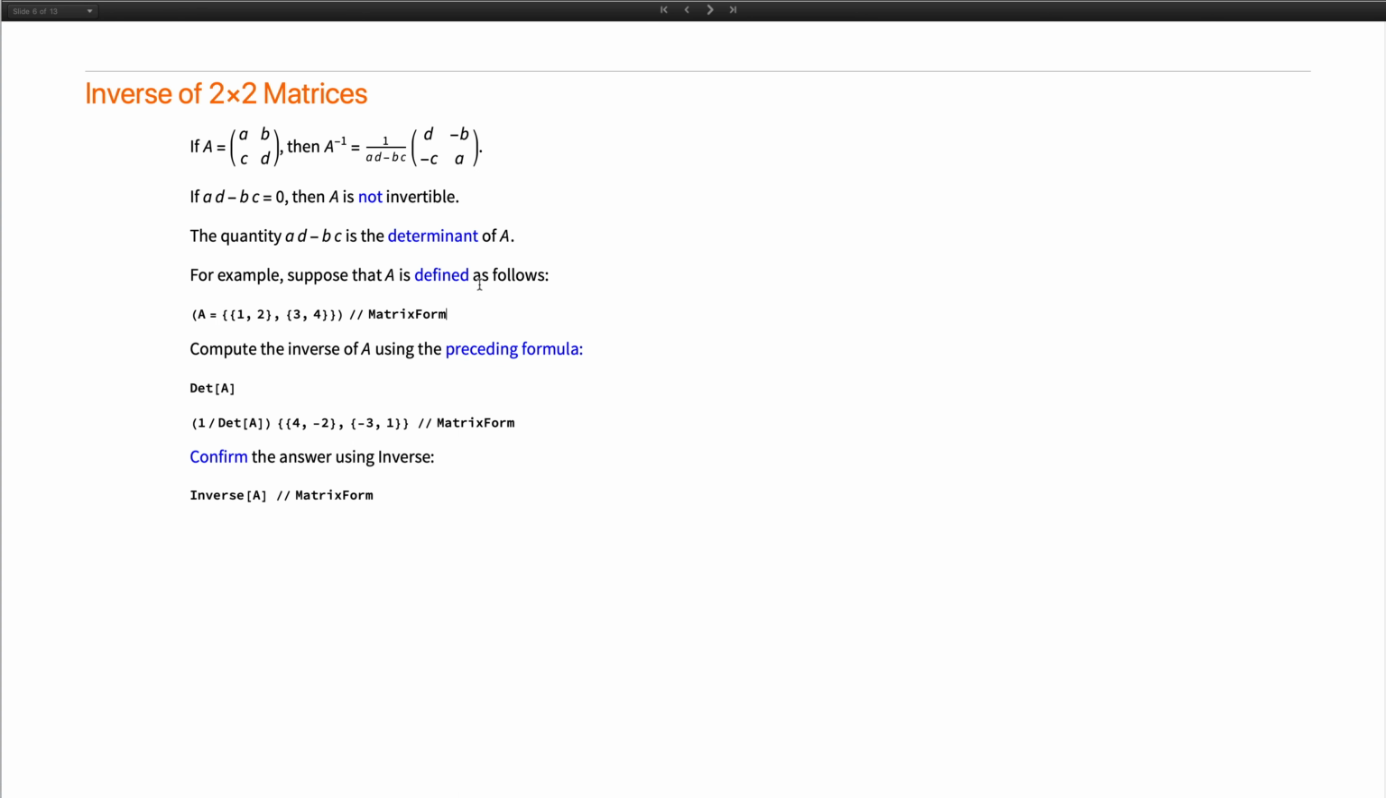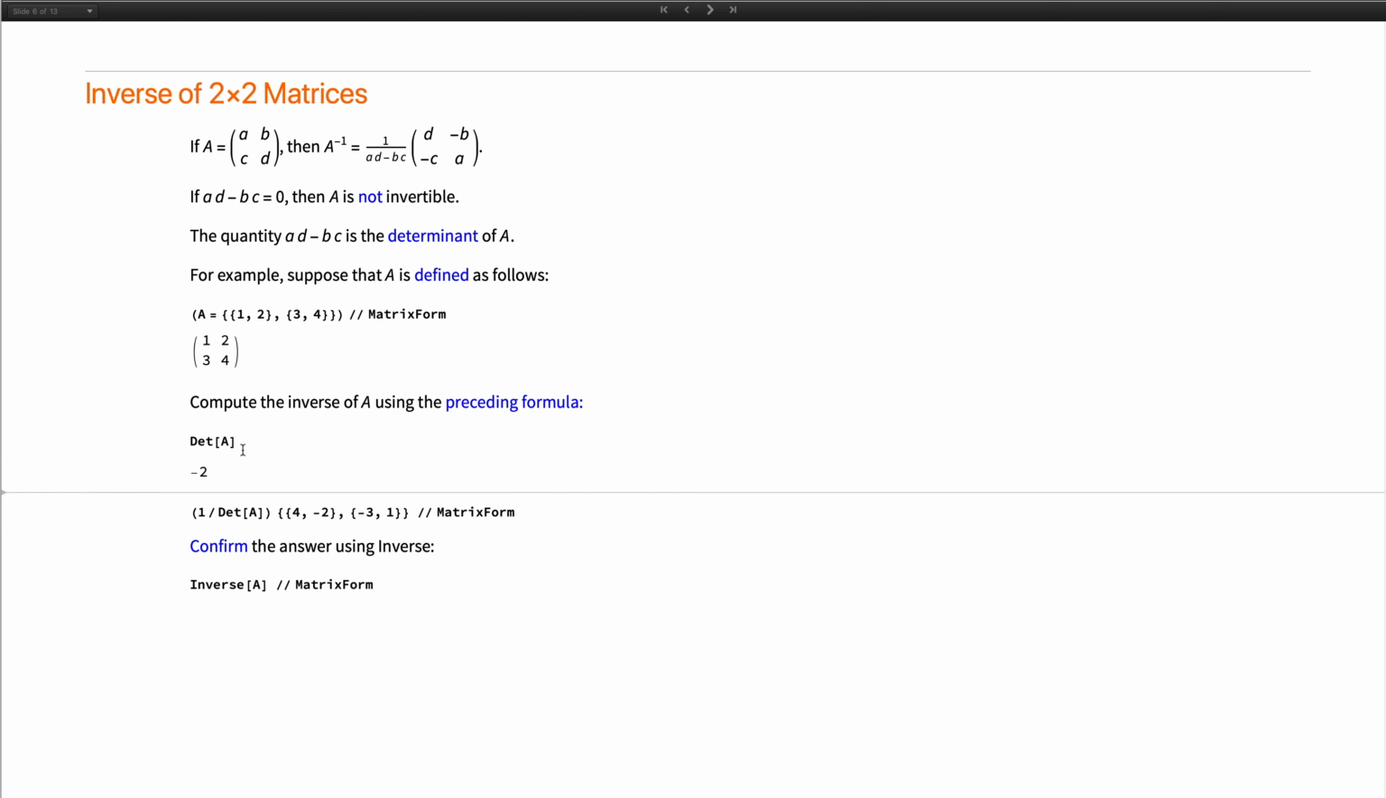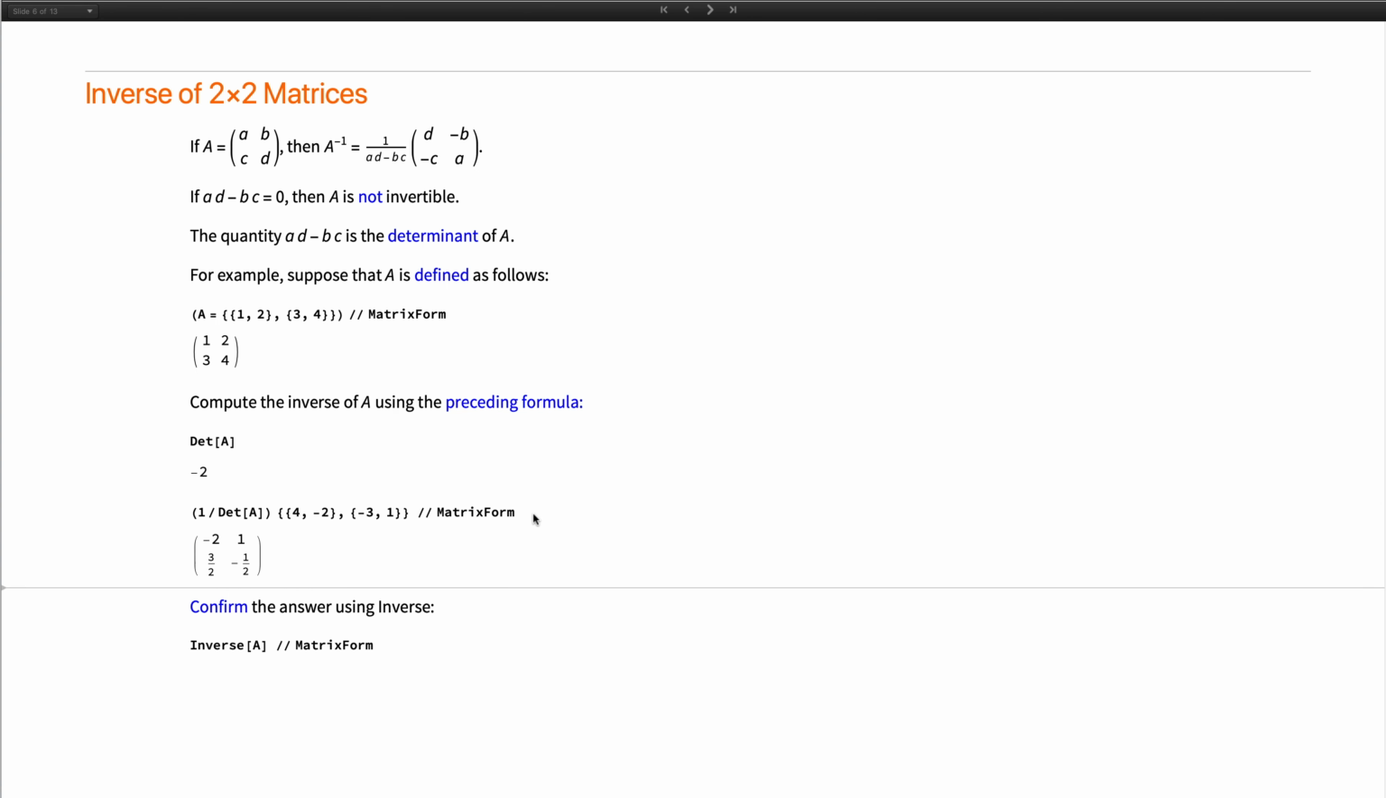Okay, so for example, you have a matrix 1, 2, 3, 4. Let's compute the determinant. And then you follow the rule: you do 1 over the determinant, then you flip the diagonal elements and change the sign of the remaining two, and you get back the inverse. Let's check with the Inverse function, and you do get back just the same result. So 2 by 2 matrices are rather simple to invert. You can use this formula: you simply flip the diagonal elements, change those two signs, and divide by the determinant.